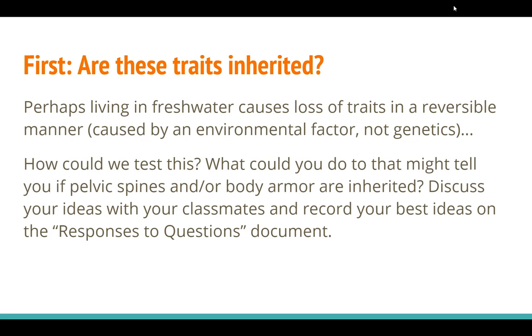So you would breed the marine and the freshwater? No, you just put the marine ones into freshwater. Okay, got it. What did you guys say? Instead, we would breed the species with body armor and pelvic spines together with the ones without, and then look at the results in their offspring. So they're inherited. Okay, what else? Any other ideas?